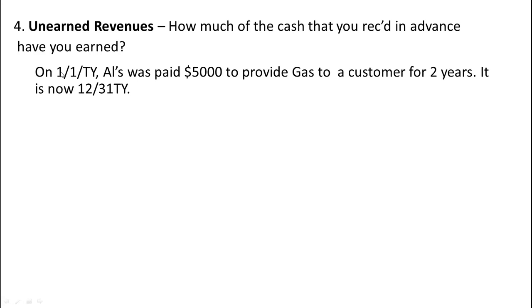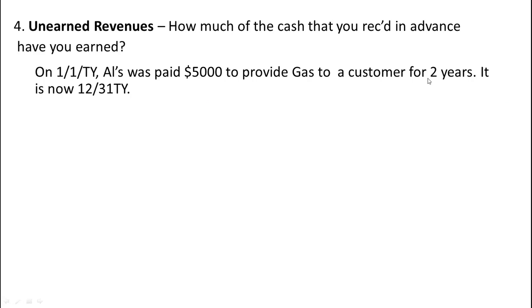On January the 1st of this year, Al's Restaurant was paid $5,000 to provide gasoline to a customer for 2 years. Now, we got the money up front. We haven't done anything yet to earn it. It is now 12/31 of this year, so a whole year has gone by, and we got $5,000 to provide a customer gas for 2 years.